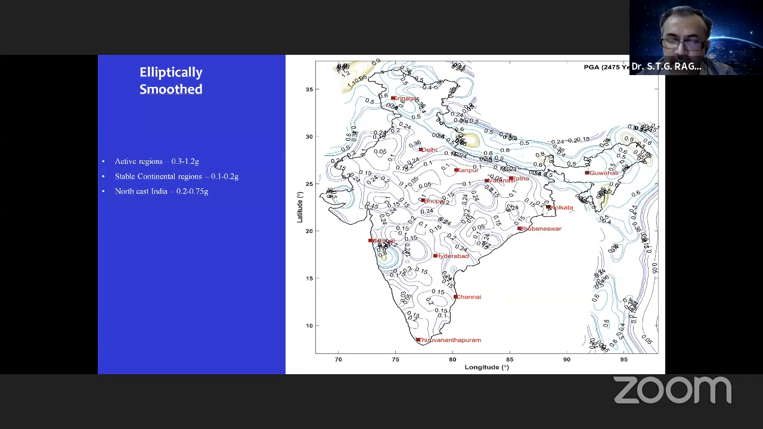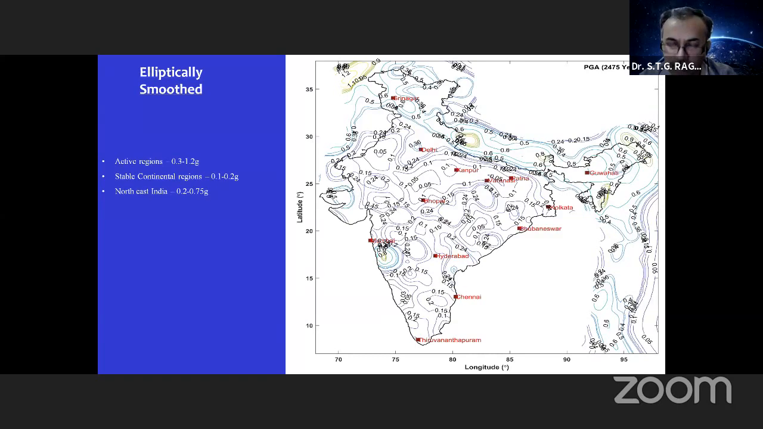Now in the existing IS code, we don't know how much risk we are taking for these numbers, but in these maps, the main advantage is you can quantify the risk when you are specifying your design value. So if you are designing for a value of 0.5 G, it means you are taking a risk of 1 by 2500 years.